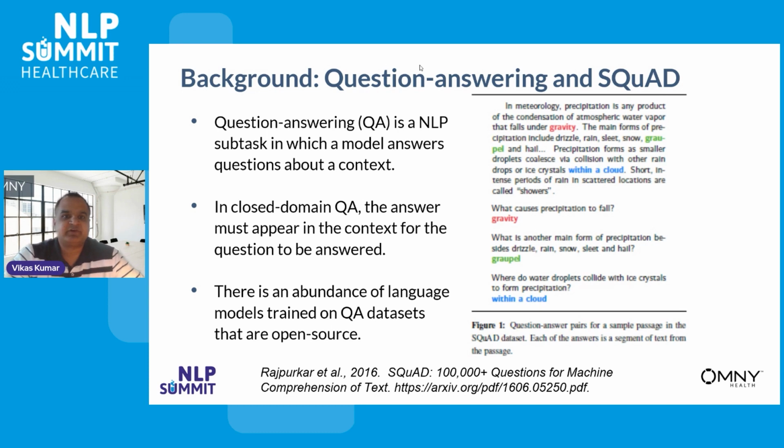This example is from a popular paper released in 2016 that introduced the SQuAD dataset, one of the oldest and most popular datasets for training question answering models. Note that in closed domain question answering, the answer must appear in the context for the question to be answered properly. As a result of this dataset and others, there is an abundance of language models trained on question answering datasets that are open source and available on the Hugging Face website.